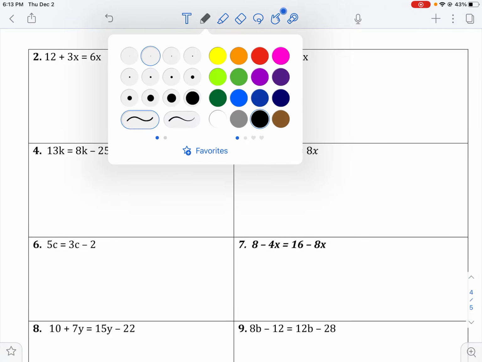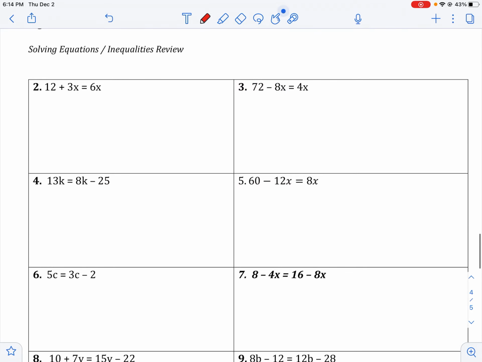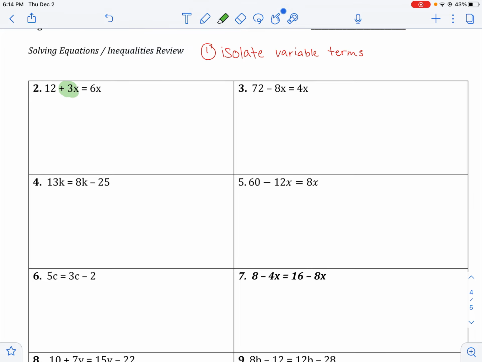And I want to isolate, or get the variable by itself. So first and most important thing I want to do is isolate the variable terms, which means I want to get my variable terms together and I want to get them by themselves, and everything else will be on the other side of the equal sign. So here I have, like we said, a positive 3x and a positive 6x.